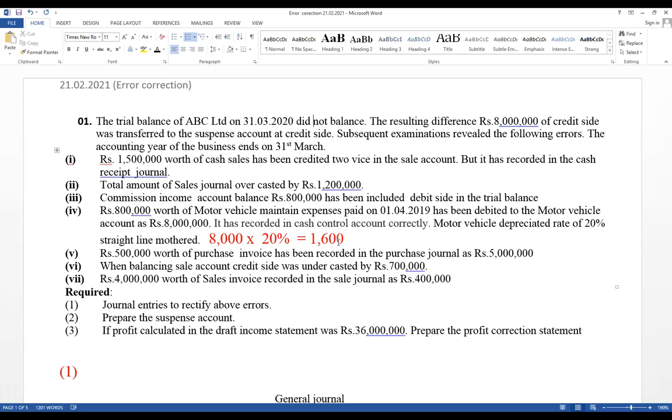Therefore, depreciation should be removed. Therefore, accumulated depreciation account debit, motor vehicle depreciation expense account credit.